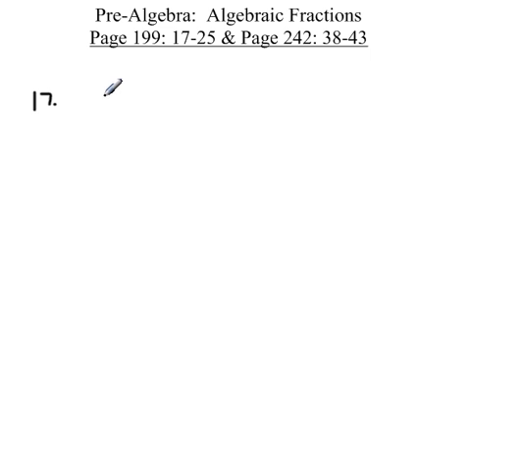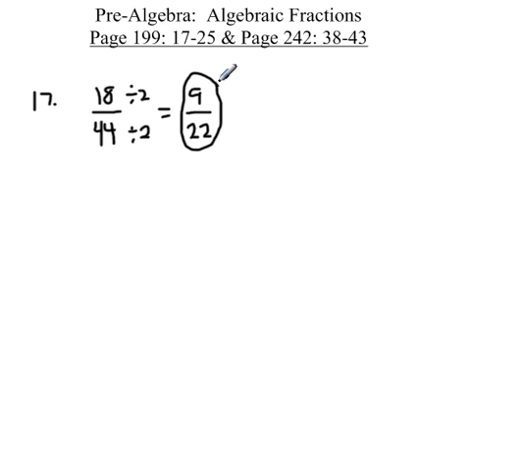And that problem is 18 over 44. Now this one is not actually an algebraic fraction because you don't have any letters in there. So what you're trying to find is a common factor of 18 and 44. They're both even, so divide them both by 2 and then see what comes next. 18 divided by 2 will give you 9, and then 44 divided by 2 gives you 22. Those two do not have any common factors, so 9 over 22 is in simplest form.